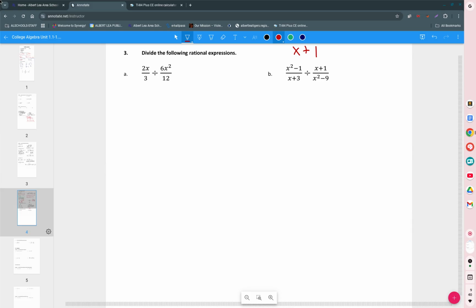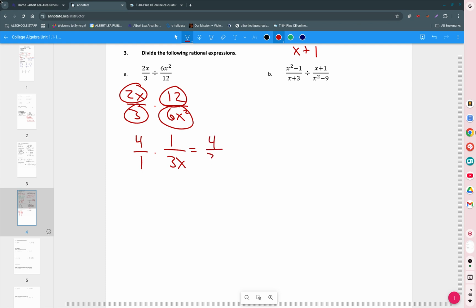How do I divide? Multiply by the reciprocal. So there we have it. We have 2x over 3, and we're going to multiply by 12 over 6x squared. And you can look across and work to cancel. 12 over 3 becomes 4 over 1. And 2x over 6x squared becomes 1 over 3x. Now as you multiply, we have 4 over 3x.